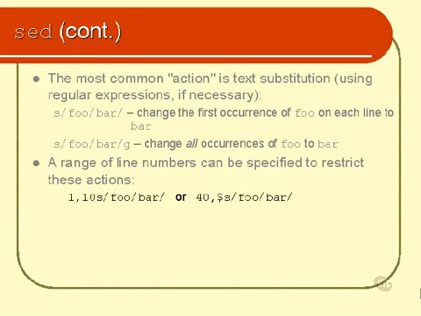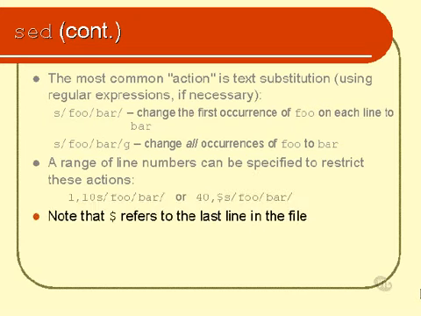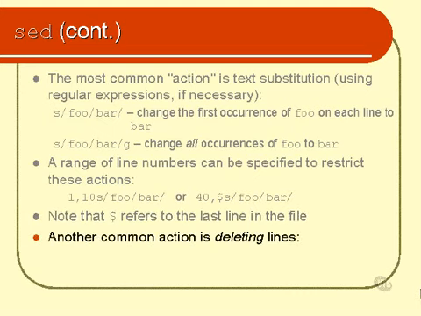Now the dollar actually means, in this case, the last line of input. So all the way from line 40 to the last line of input, I want you to substitute foo for bar. If you don't specify line numbers, then the actions will be performed on every single line of input. As I mentioned before, the dollar refers to the last line in the file, or last line in the input, more accurately.